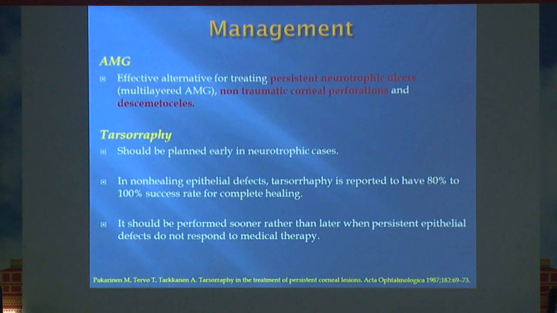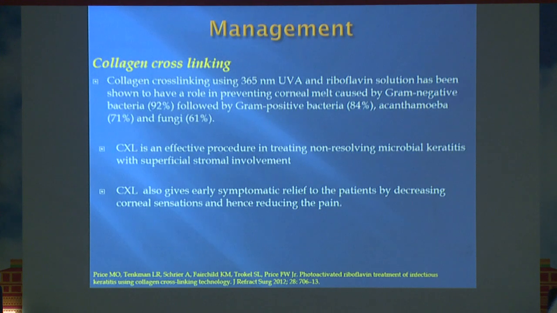Amniotic membrane graft is an effective alternative for treating persistent neurotrophic ulcer and non-traumatic corneal perforations and descemetocele. Tarsorrhaphy should be planned early in neurotrophic cases. In non-healing epithelial defects, tarsorrhaphy is reported to have an 80% to 100% success rate for complete healing. It should be performed sooner rather than later when persistent epithelial defects do not respond to medical therapy.